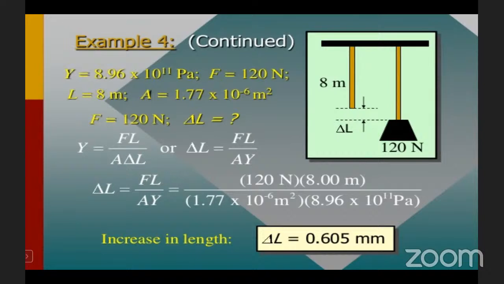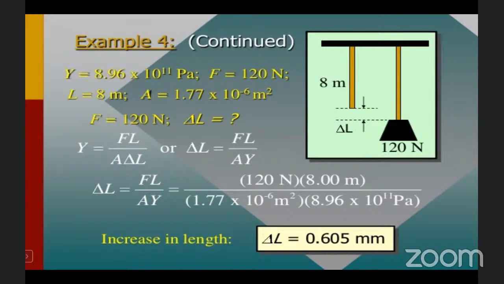ΔL equals FL by AY, where F is 120 newtons, L is 8 meters, A is 1.77 × 10^-6 square meters, and Y is 8.96 × 10^11 pascals. Now we can calculate: 120 × 8 meters, divided by 1.77 × 10^-6 and 8.96 × 10^11. The increase in length is ΔL equals the maximum value of 0.605 millimeter.